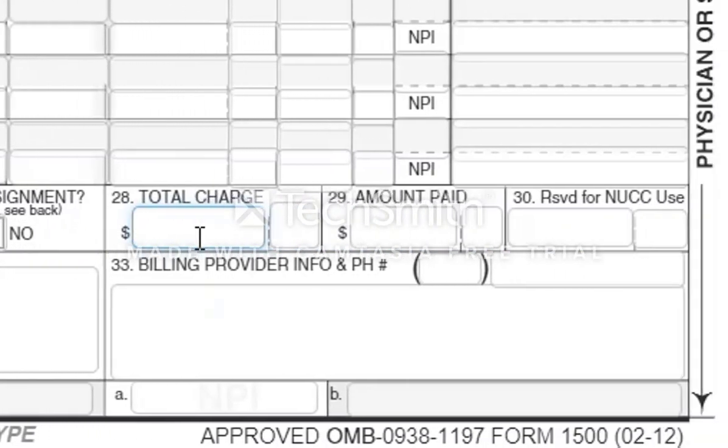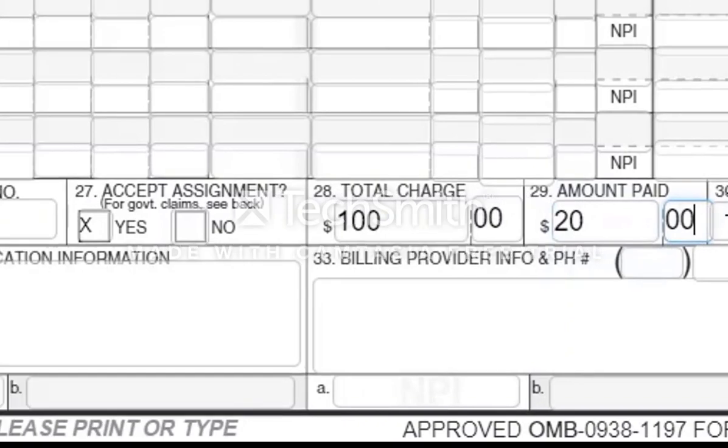Now, block 28, all we are going to do is add up all the charges within column F. So this equals $100. Remember that dotted line is your decimal point. If the patient paid anything towards this, so let's say they had a $20 copay, we would type that in. Block 30, we're going to leave blank. This is reserved for NUCC use.